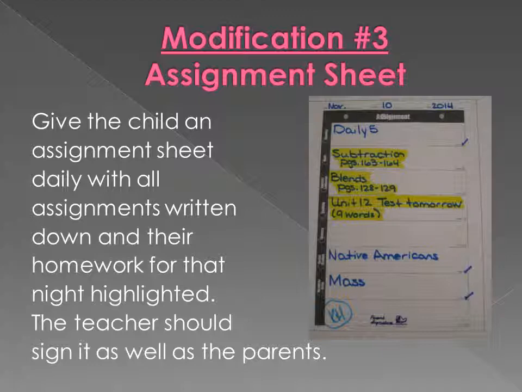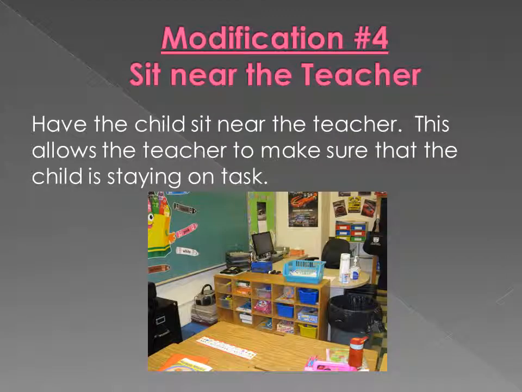Modification number 3, assignment sheet. Give the child an assignment sheet daily with all assignments written down and their homework for that night highlighted. The teacher should sign it as well as the parents. Modification number 4, sit near the teacher. Have the child sit near the teacher. This allows the teacher to make sure that the child is staying on task.